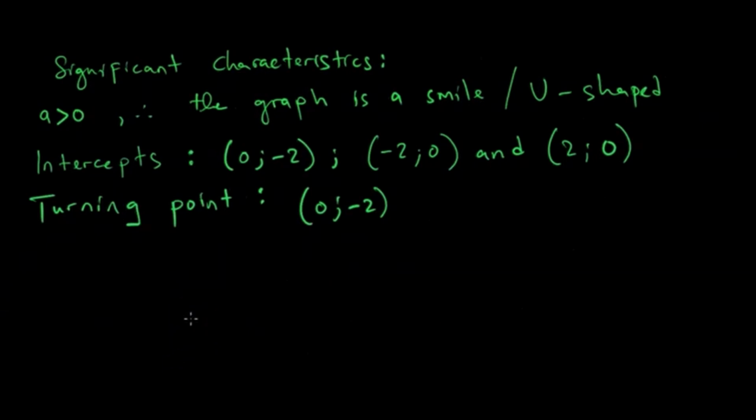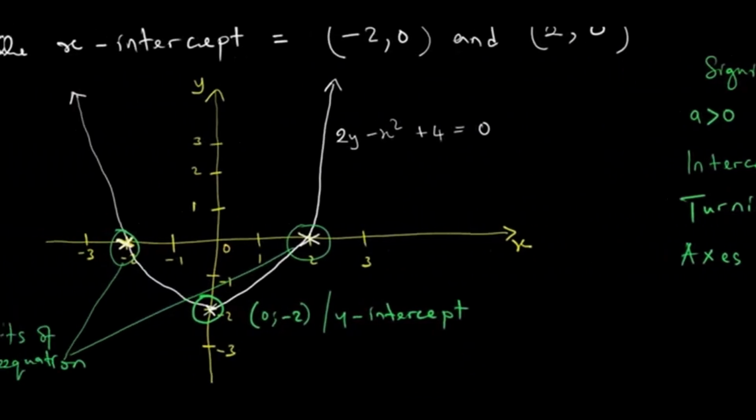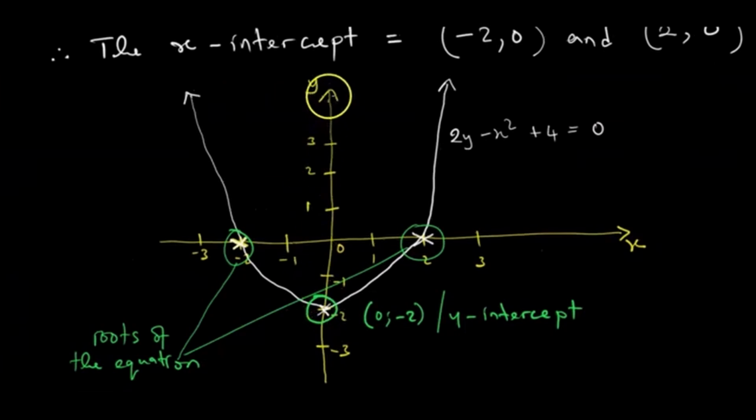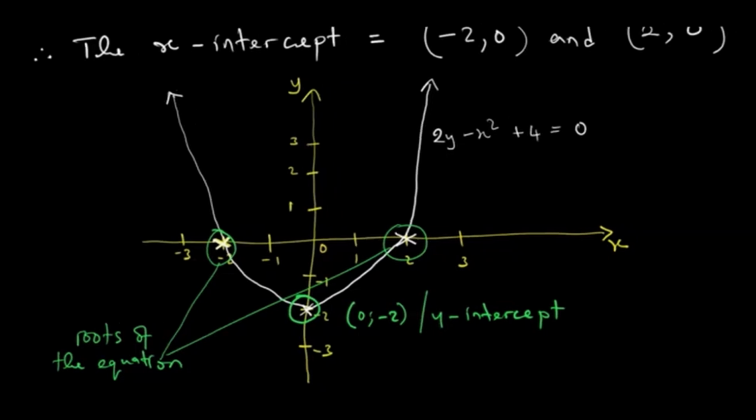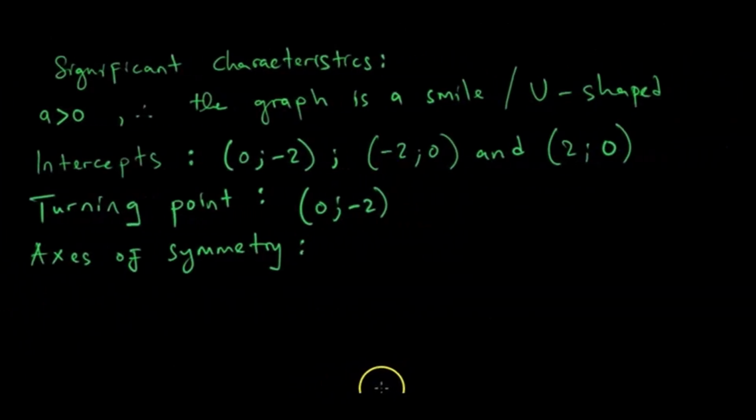After determining the turning point, we have to know something, and these are called axes of symmetry. So axis of symmetry, we are talking about that line which divides our graph into two equal halves. And in this case, this is the line. So if we want to determine the axis of symmetry, we should know something. What we should know is this is the line which cuts across the turning point of the graph.